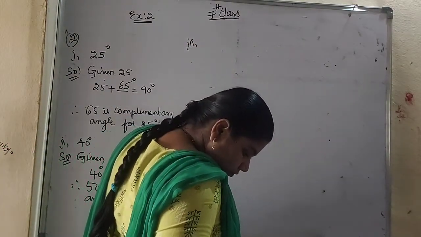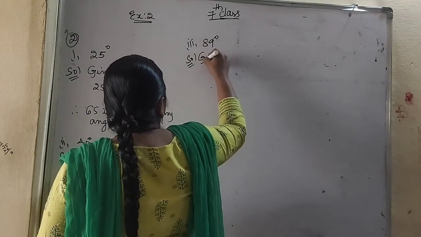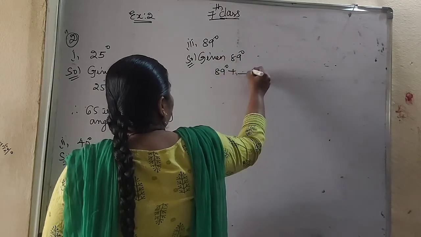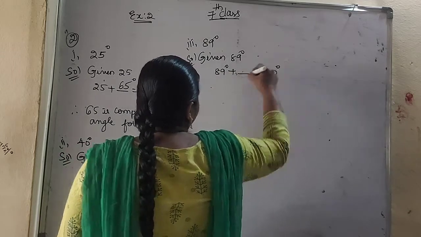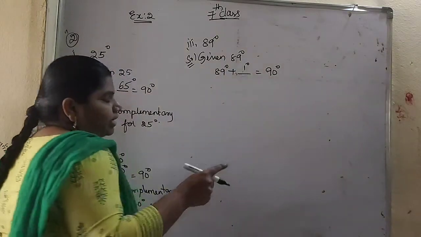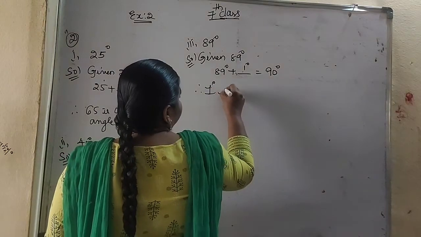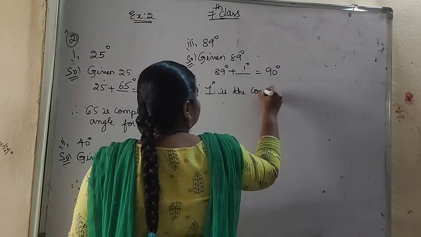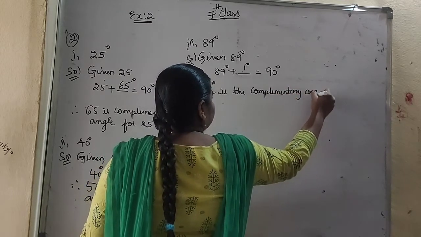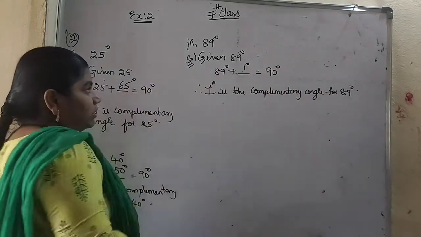Third is 89 degrees. For this 89, how much will you add to get 90? 89 plus 1 is equal to 90. So 1 degree is the complementary angle for 89 degrees. So this is our third question.